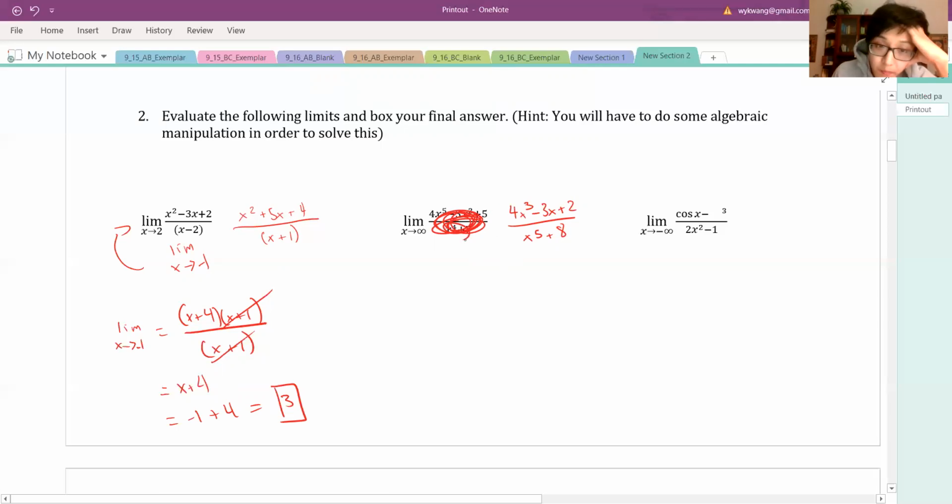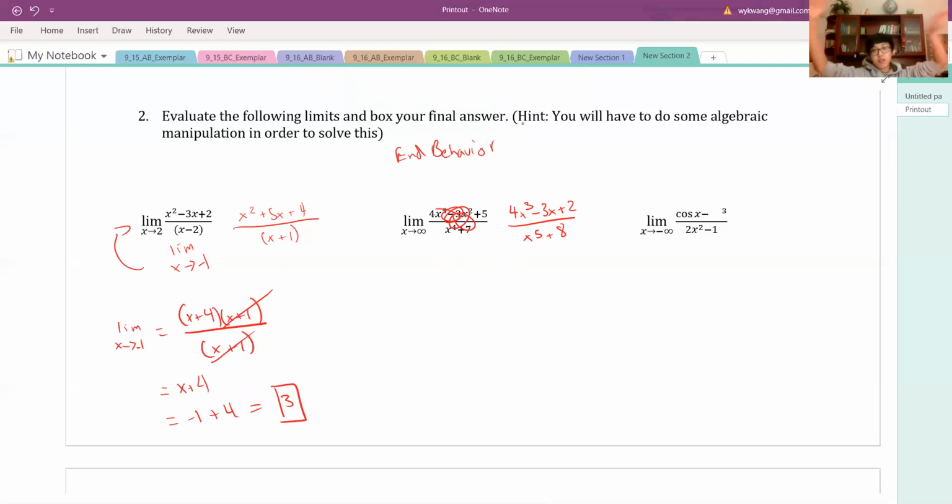So remember, anytime we see x is going to infinity, you know that we're dealing with the end behavior limit. So we're curious how this function acts at the way ends of the graph, like way positive infinity, negative infinity, stuff like that. So our first rule is always to isolate the dominant terms.